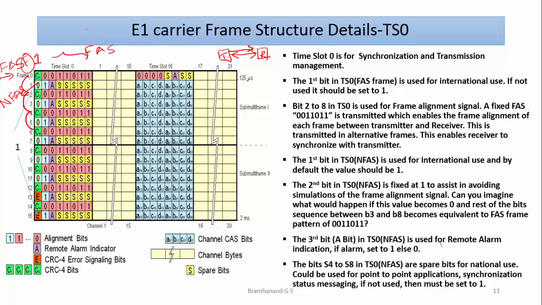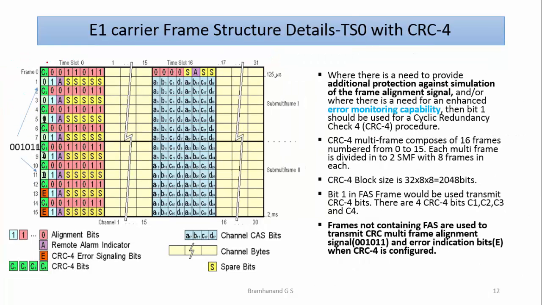Mind that if these bits are not used, they are set to 1. Okay, now we discussed the first bit in the time slot 0 is a national bit which can be used for many purposes. One of the biggest uses of this particular bit number 1 in time slot 0 is for cyclic redundancy check. So what is cyclic redundancy check?